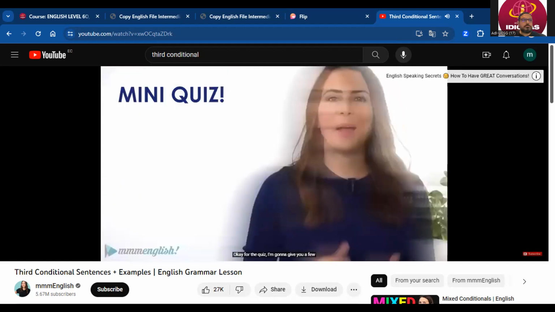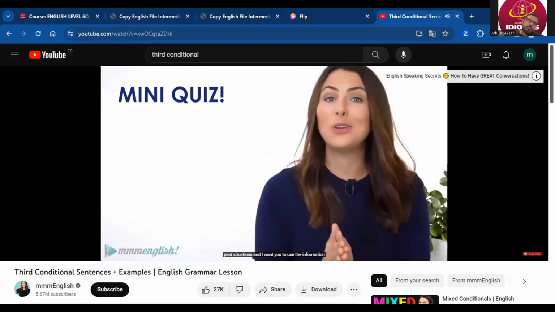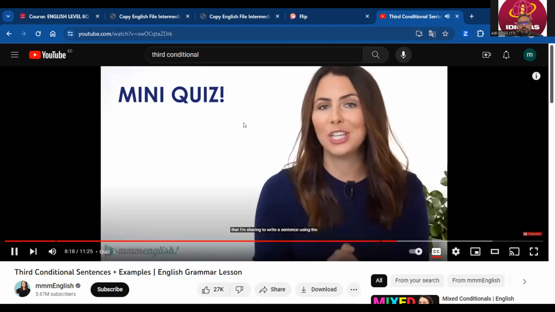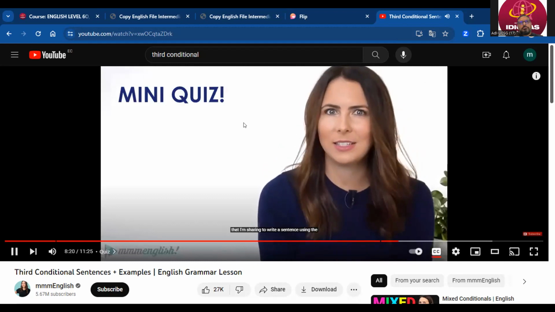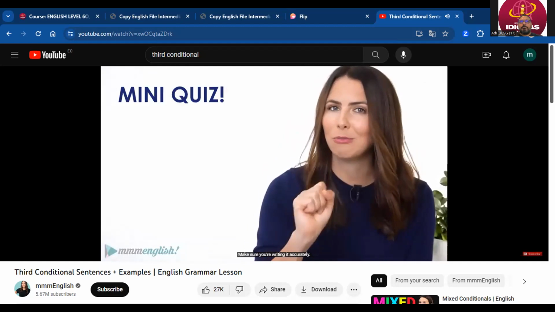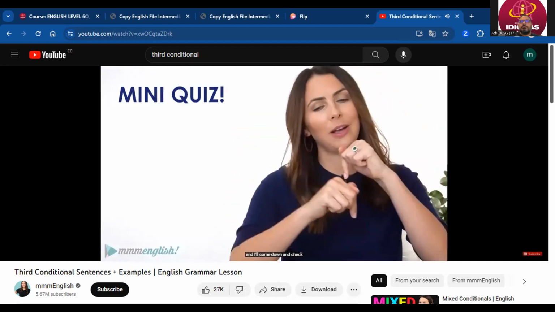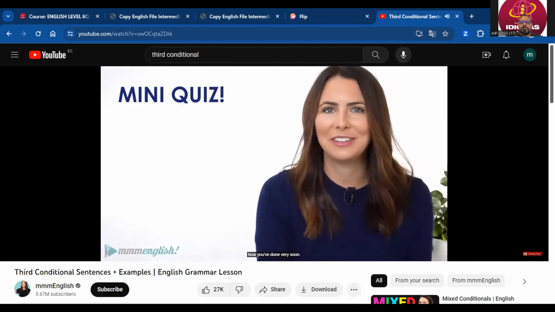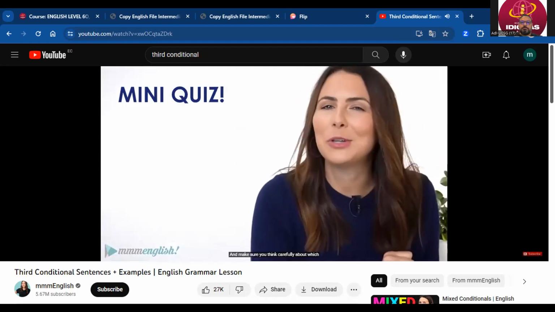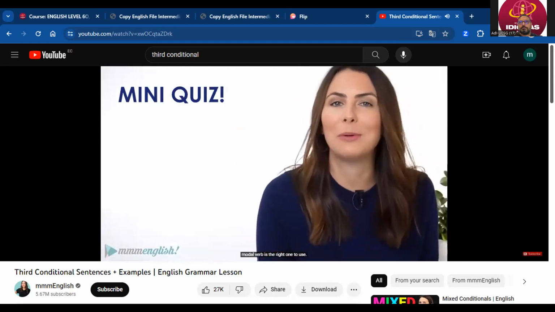Let's see. Okay, for the quiz, I'm going to give you a few past situations and I want you to use the information that I'm sharing to write a sentence using the third conditional. Make sure you check the structure, make sure you're writing it accurately. So write your answers in the comments down below and I'll come down and check how you've done very soon. Oh, and make sure you think carefully about which modal verb is the right one to use.